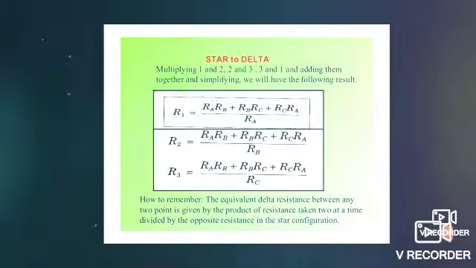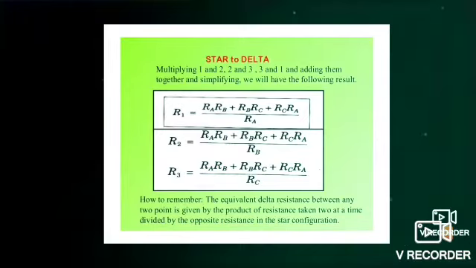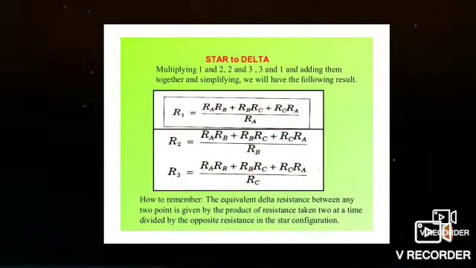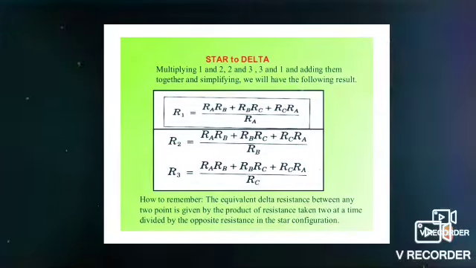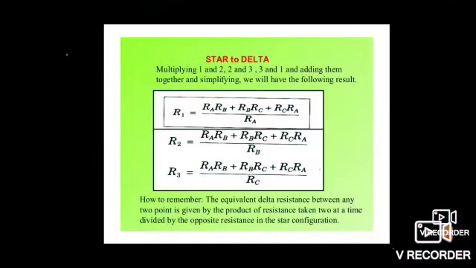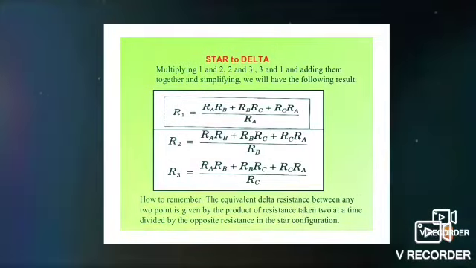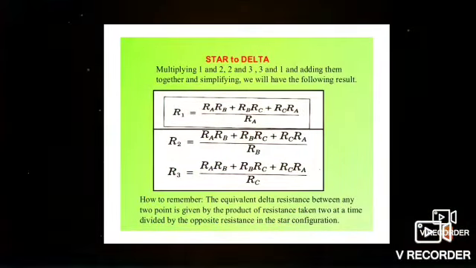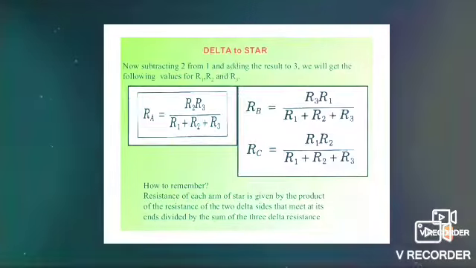They are derived from the above equations. How to remember? The equivalent delta resistance between any 2 points is given by the product of resistances taken 2 at a time divided by the opposite resistance in the star configuration.